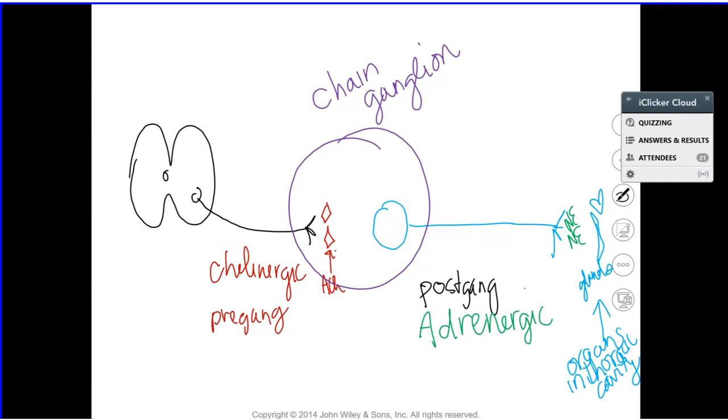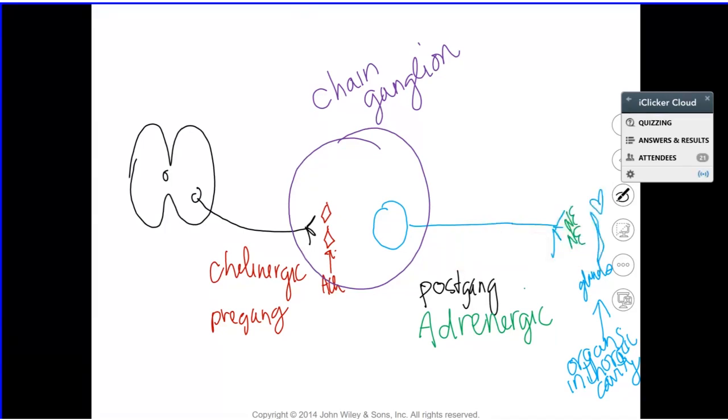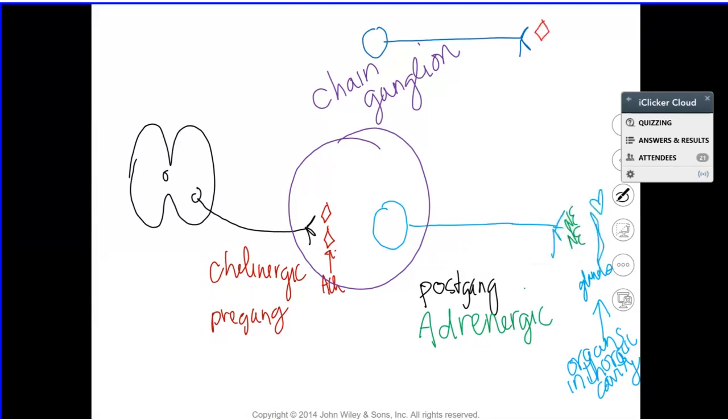Now, most of the time, they do release NE. But sometimes, we will draw this right up here, they are going to release ACH. If that postganglionic neuron releases ACH, can we call it adrenergic anymore? What do we call it at this point? But when is the only time that postganglionic neuron can release ACH? What does it have to be going to? So this is our little sweat gland guy. He's sweating.